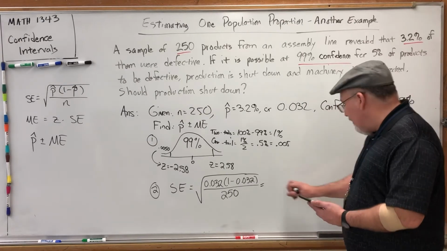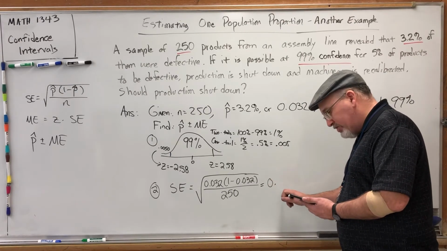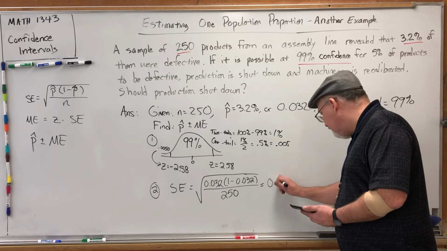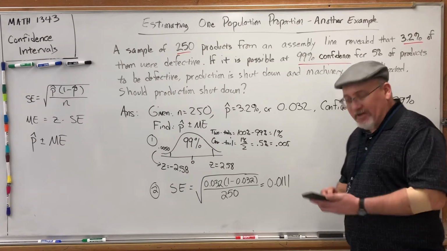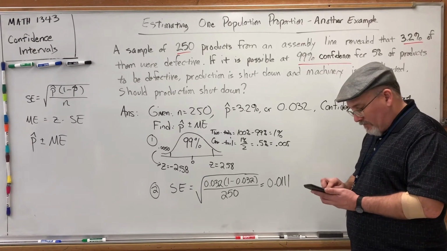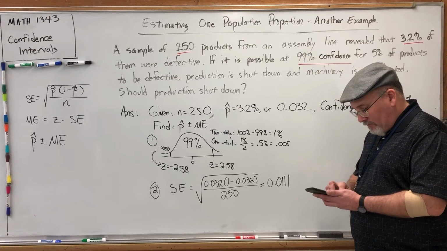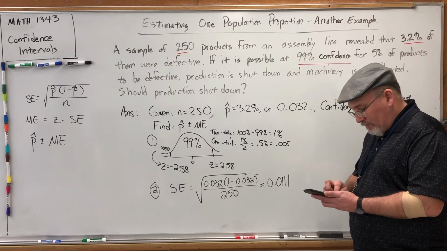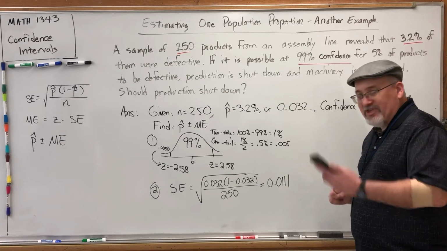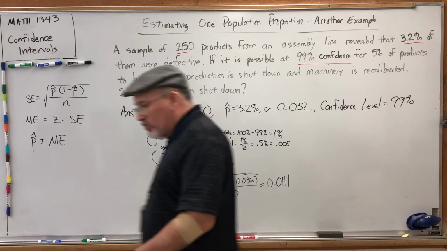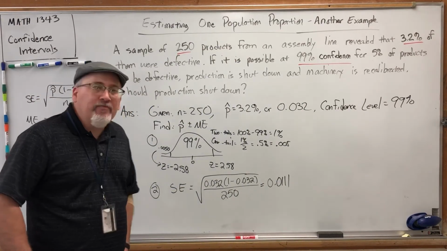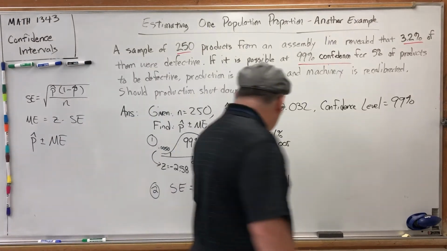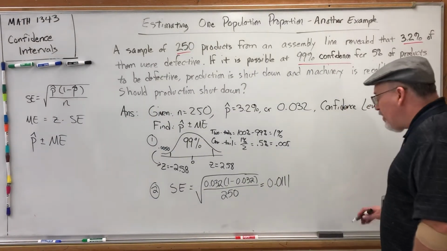In my calculator, to 4 decimals, I got 0.0111. But since I was talking while I was doing it, let me do it again without talking. Got the same answer. If you got a different answer, I could be wrong, I make mistakes, but contact me and we'll get it figured out. But there's our standard error. The hardest part is over.